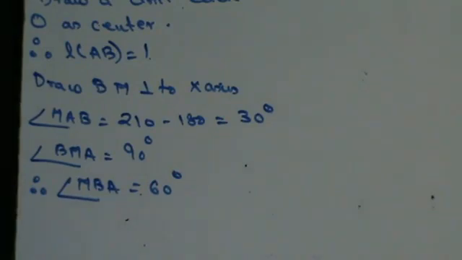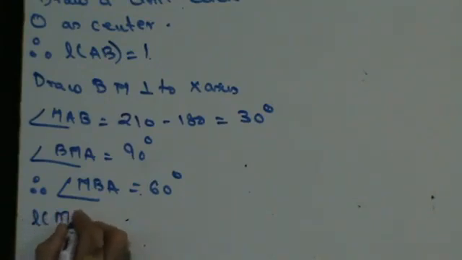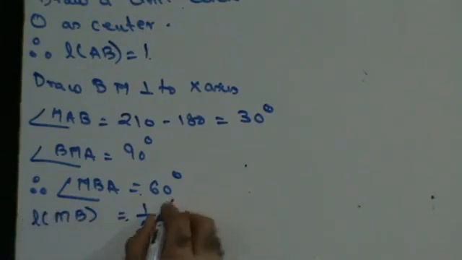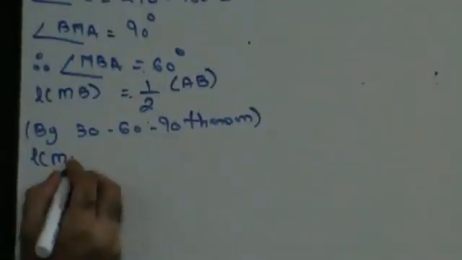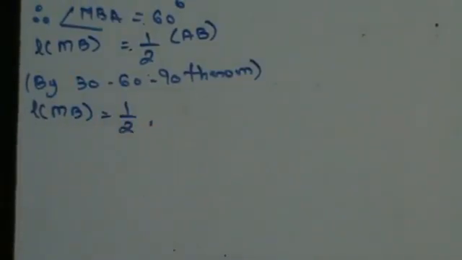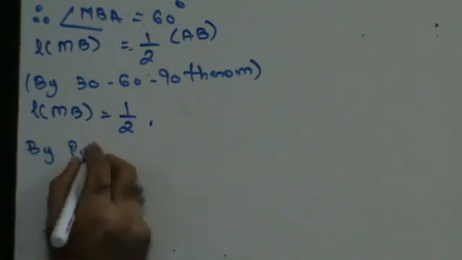Right? Now if I use the 30, 60, 90 theorem, the side opposite to 30 degrees has to be half the hypotenuse. Right? Hypotenuse we said is AB. So I can say length MB is going to be half the hypotenuse AB. This is by the 30, 60, 90 theorem. So I can therefore say that length MB is half. Now I can apply Pythagoras theorem.